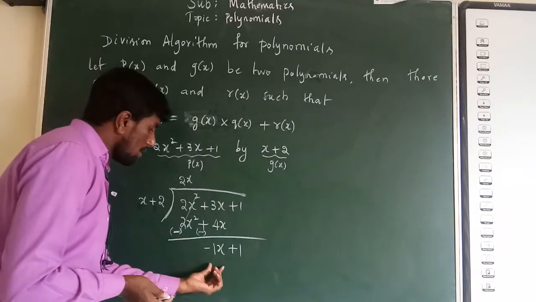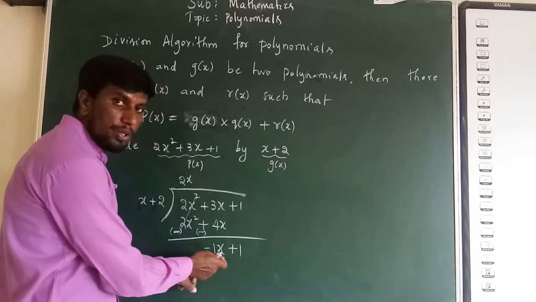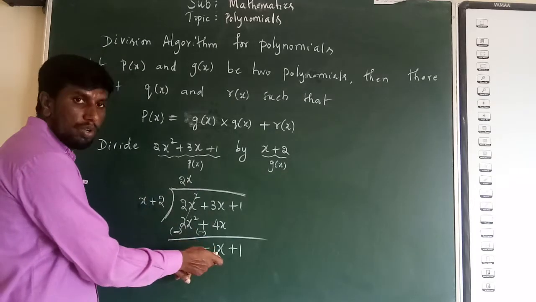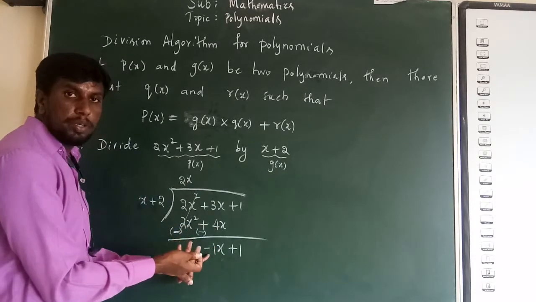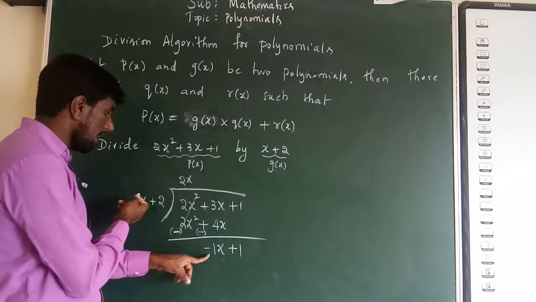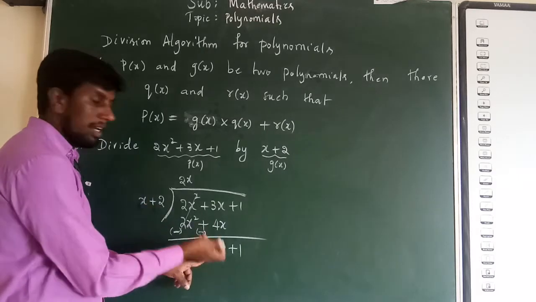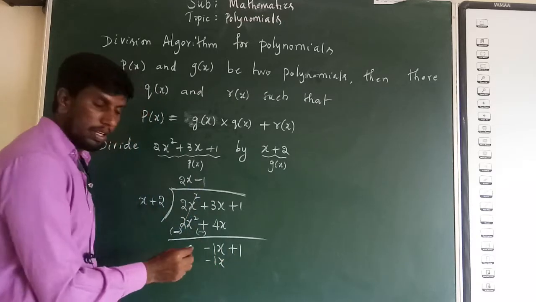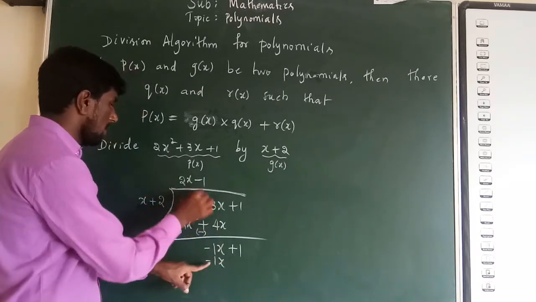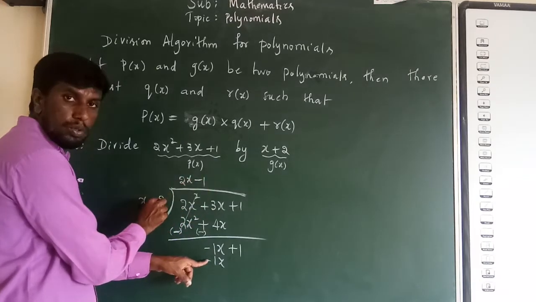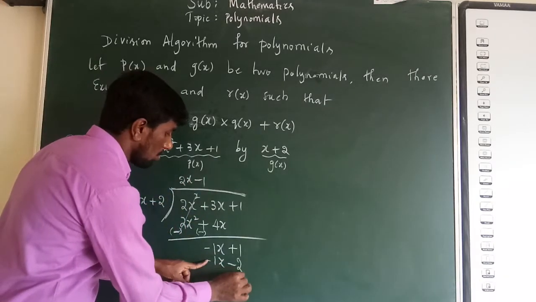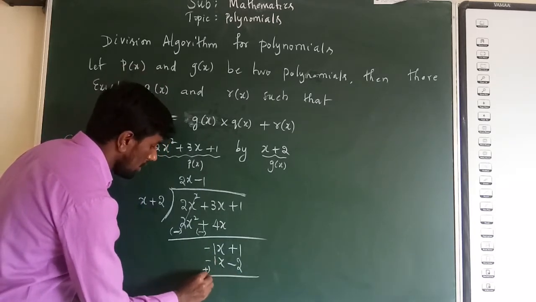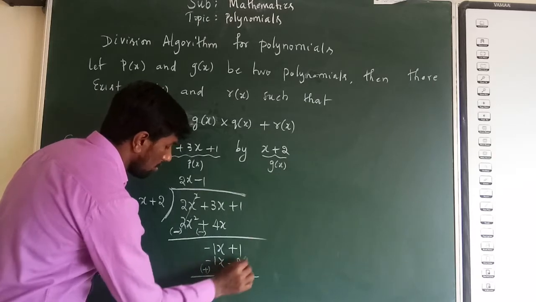Now again I should get the first term as it is, minus 1x. From which value should I multiply with x so that I get minus 1x? I am already having an x, so I need to multiply with minus 1. Minus 1 into x, minus 1x. Now minus 1 into 2, minus 2. Both have the same sign, so I should change the sign to the opposite sign.